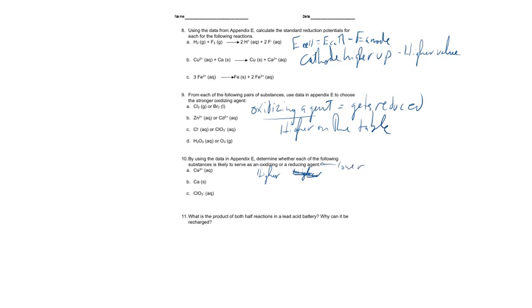What is the product of both half reactions in a lead-acid battery? It's PbSO4. So both reactions, the oxidation and reduction reaction, give you the same product. Why can it be recharged? Because all substances involved are solids. So they're always in contact with each other, so you can always add electricity and reverse the reaction. That's why it works. That's the beauty.